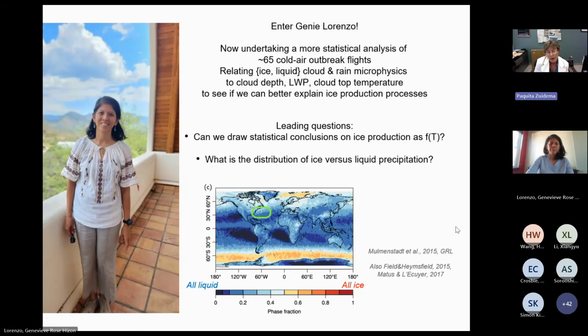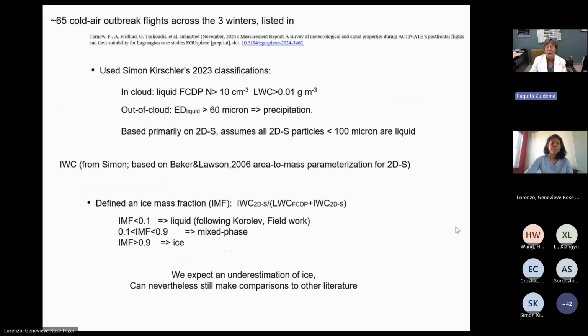So the leading question is, can we say something about the secondary ice production processes, and also about the distribution of ice versus liquid precipitation, if there really is this evolution from snow to liquid with time, and maybe add an in situ perspective to this analysis that several people have done based on CloudSat and CALIPSO data on mixed phase clouds. So next slide. And here I'll turn it over to Jenny.